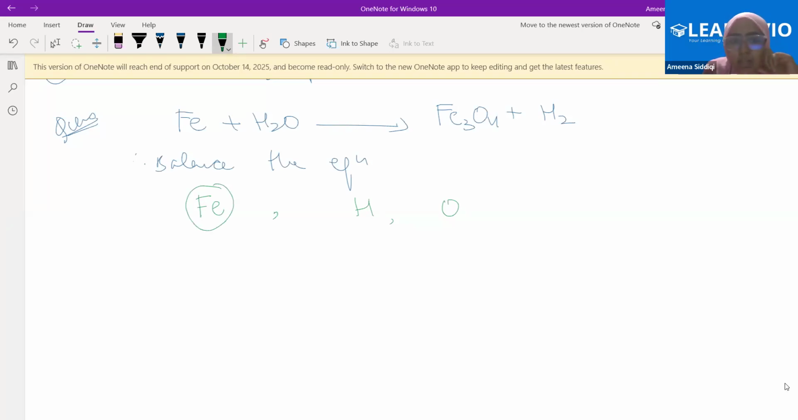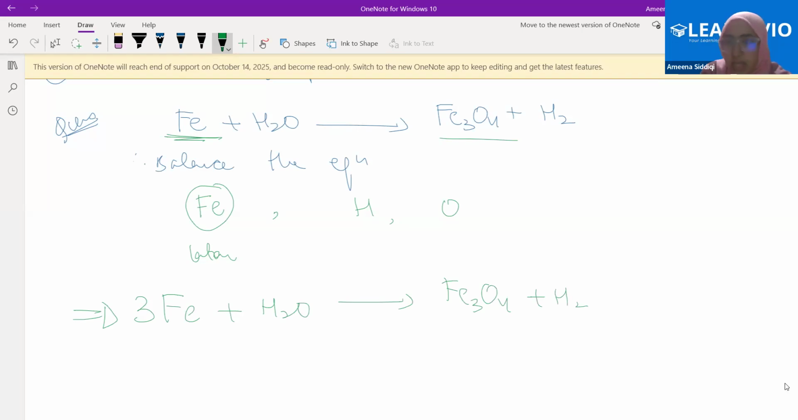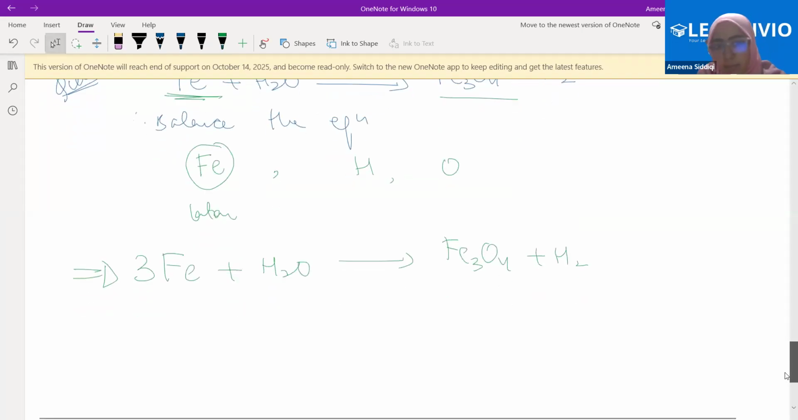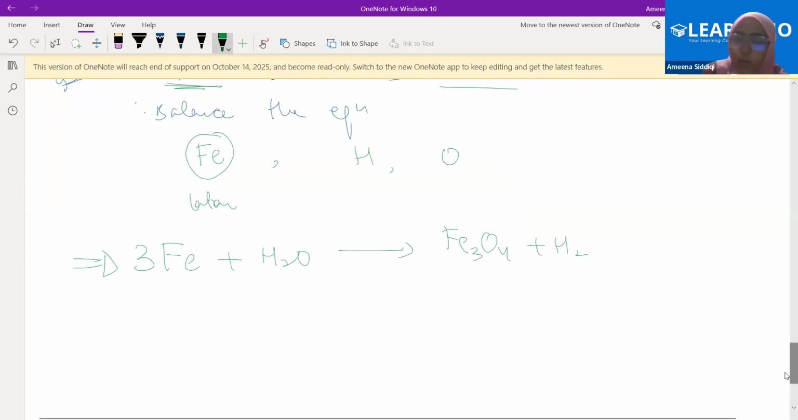On the reactant side, how many iron atoms are there? This side, the left side. One. How many are there on the product side? Three. So I will have to balance it. I'll add a three before iron on the reactant side. So now my concerned equation is this. Is iron balanced now? Yes, it is balanced.